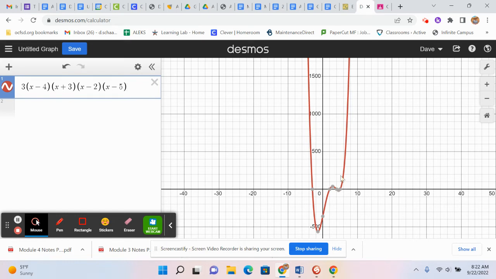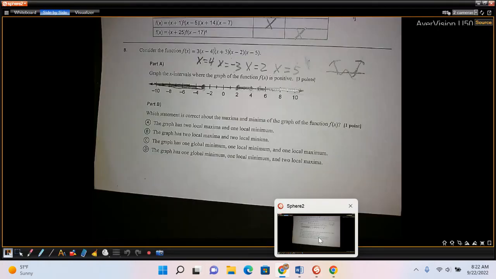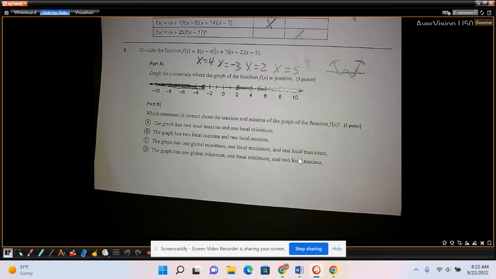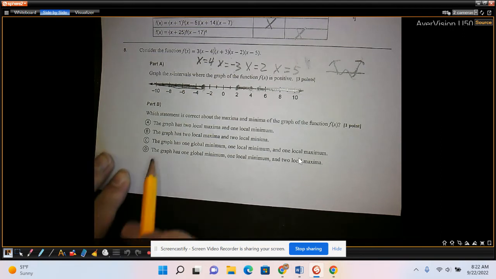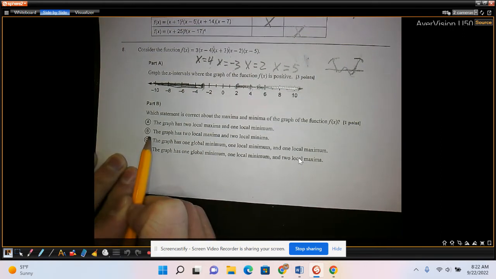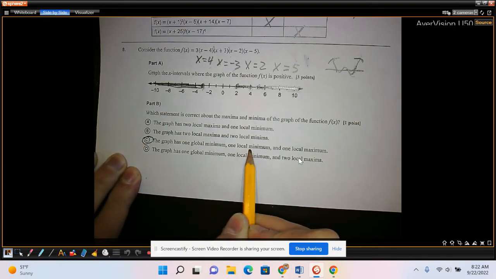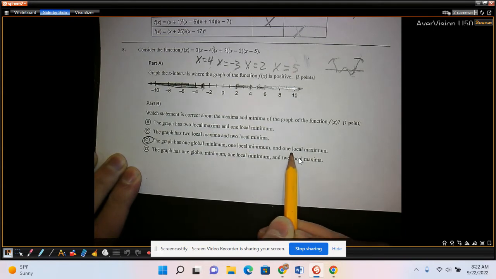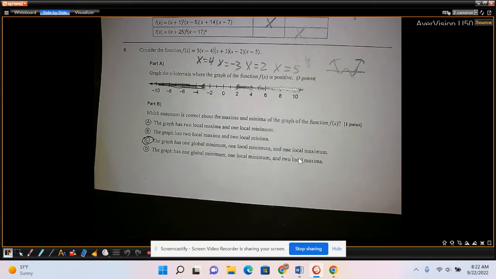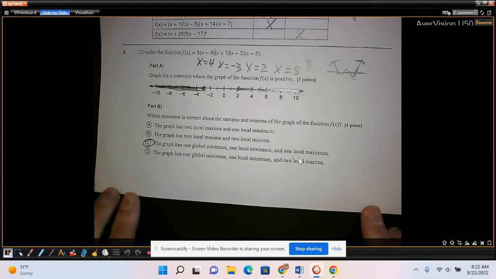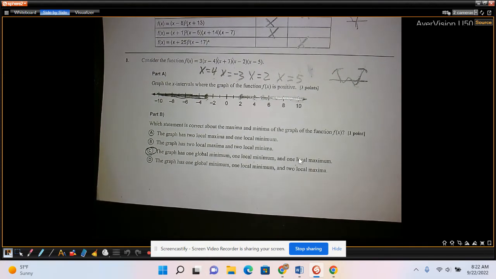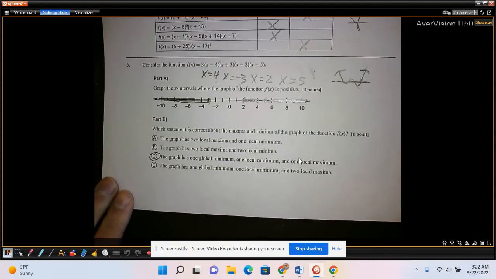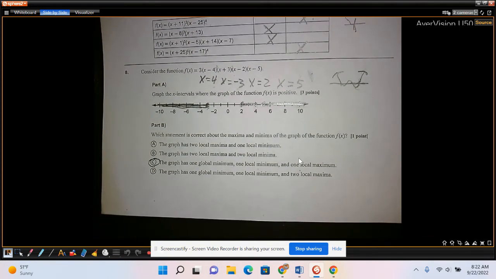So if you're looking at our options then back on our sheet, the one that makes sense is the graph has one global min, that's what we said, one local min, and one local max. So it has to be C. And again, you just got to be able to recognize those. As long as you can plug it into Desmos or your graphing calculator, you just have to know what you are looking for. And for a lot of these, Desmos is easier than a graphing calculator.